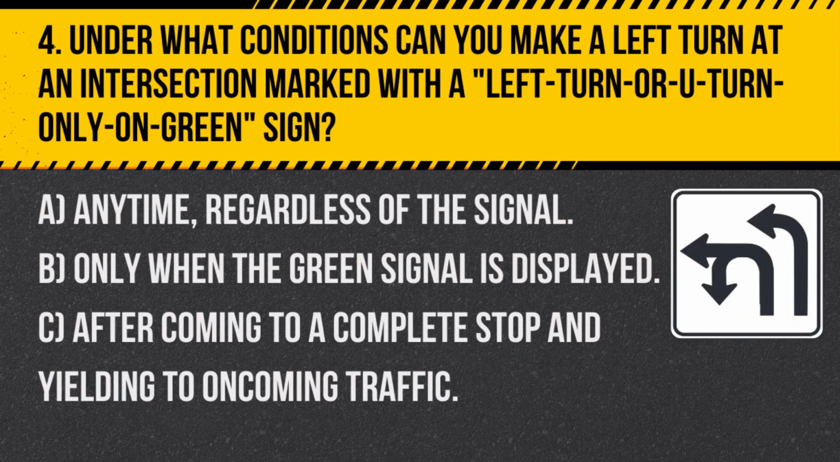Question 4. Under what conditions can you make a left turn at an intersection marked with a left turn or U-turn only on green sign? A. Anytime, regardless of the signal. B. Only when the green signal is displayed. C. After coming to a complete stop and yielding to oncoming traffic.